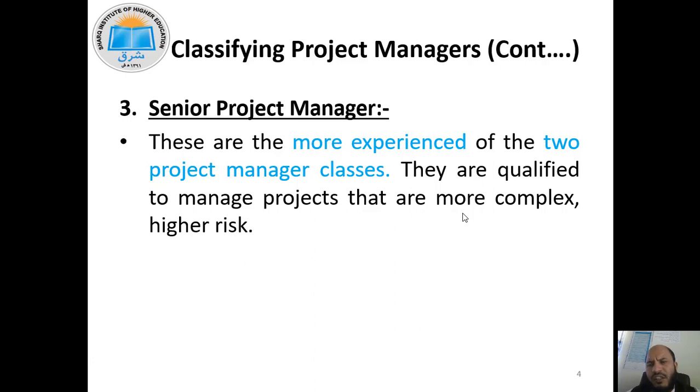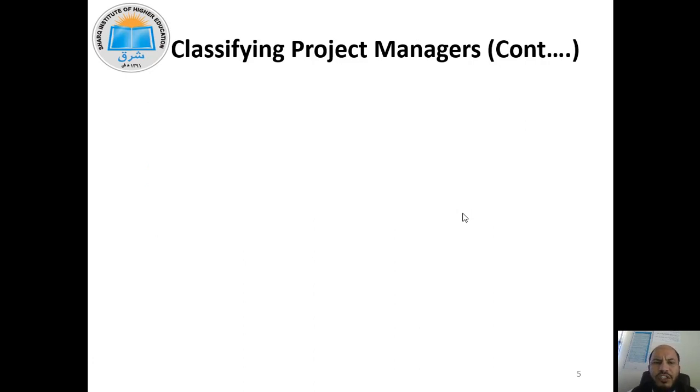The project manager is responsible for lower risk and less complex activities. But the senior project manager is responsible for many projects, for example 2 projects. He is a more experienced and qualified person, and he will conduct complex and higher risk activities within the project.